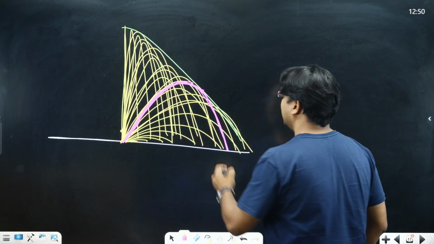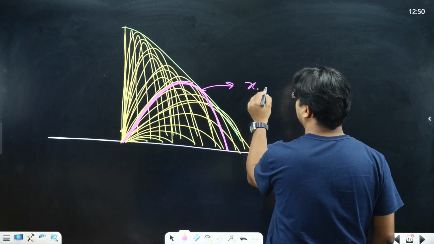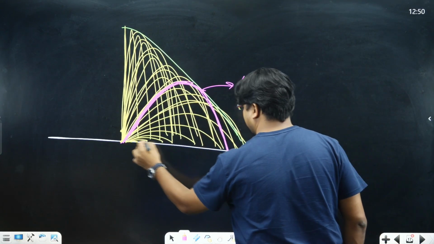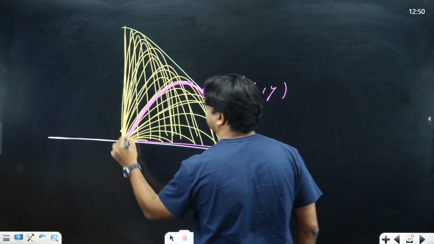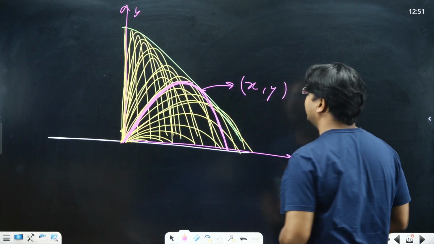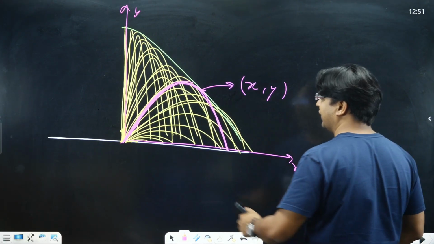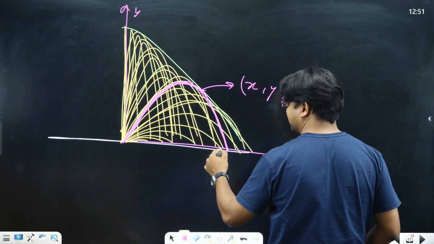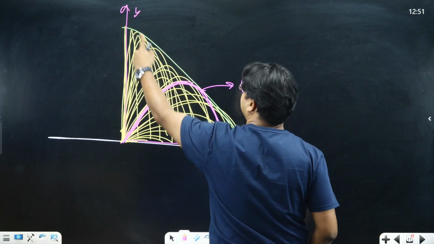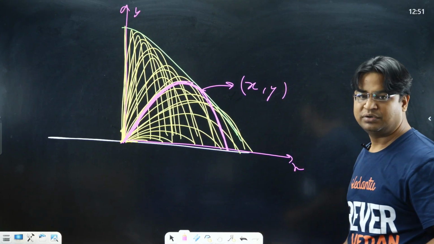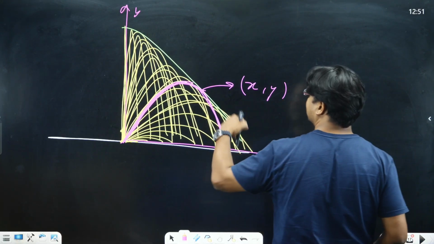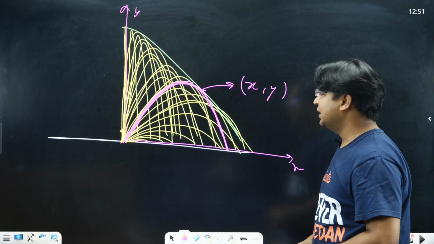Now let this point be x comma y. This is the x-axis, this is the y-axis. We want the relation between x and y. If we get the relation between x and y, we are good. If I'm trying to look for the equation of this trajectory, that's a different story, we already know this. I'm trying to look for the equation of the green curve.